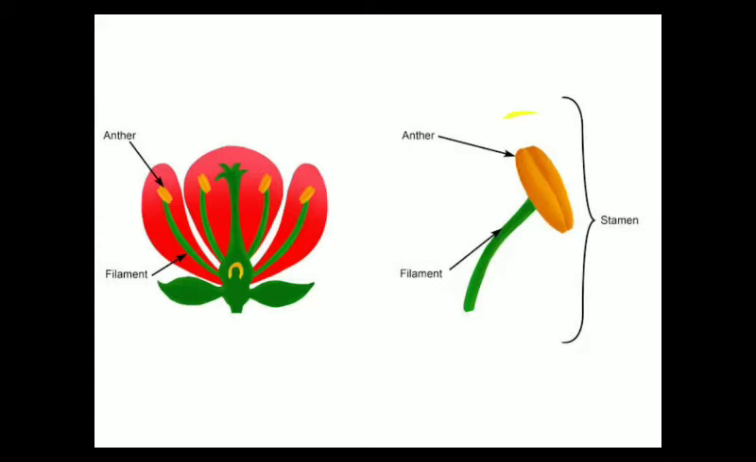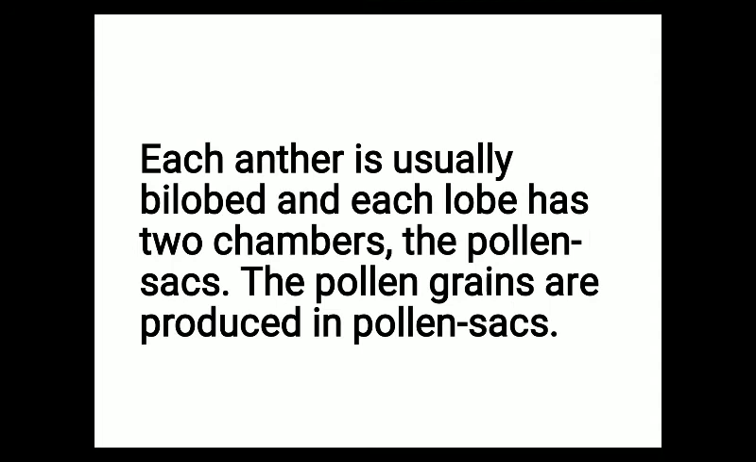So this is a diagram of one single stamen. A single stamen consists of two parts: the anther, and the second part is the filament. Each anther is usually bilobed and each lobe has two chambers. The pollen grains are produced in pollen sacs. Each anther is usually a bilobed structure. So this is very important. Each anther is a bilobed structure and each lobe has two chambers.